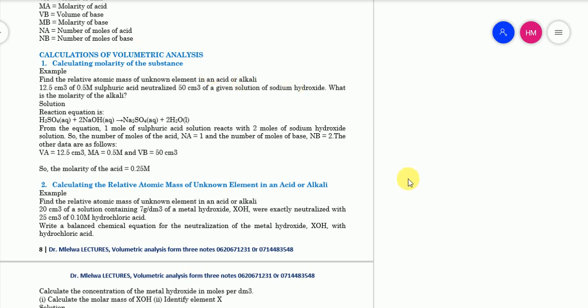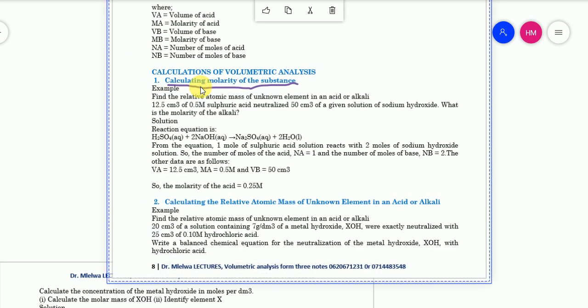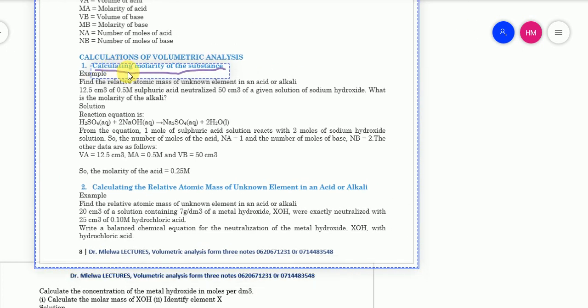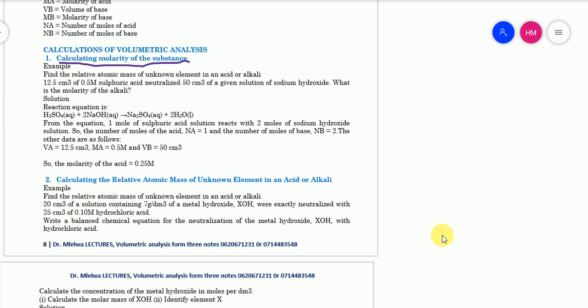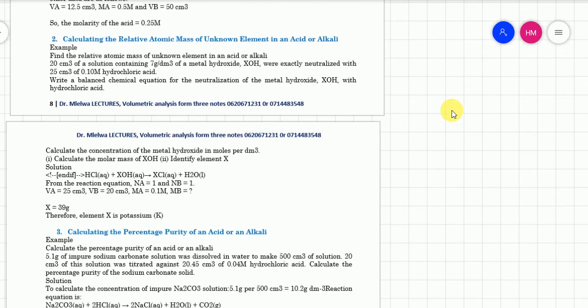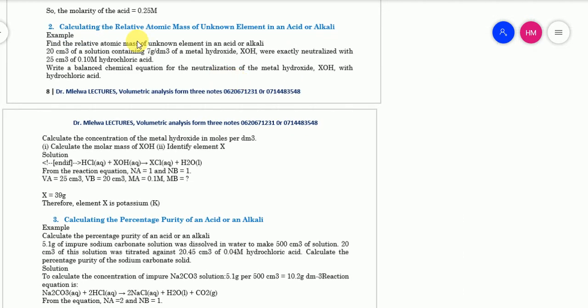Now let's start our discussion by discussing this concept of calculation of relative atomic mass of an element. So tunapoanzia ni hapo kwenye hili swali la pili. Tunaanza hapo kwenye swali la pili. Just stay tuned, I hope you understand me. Now calculating the relative atomic mass of an element in acid or alkali.